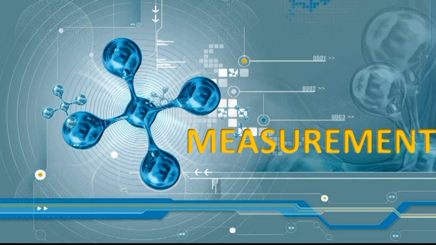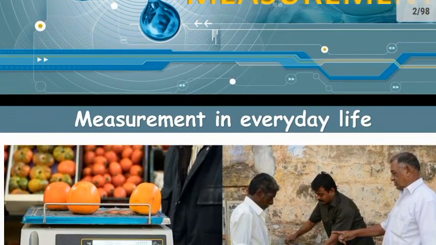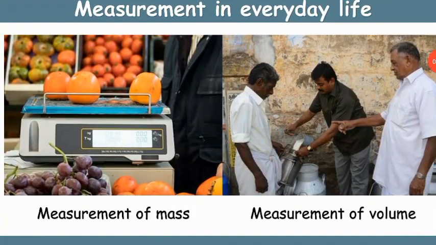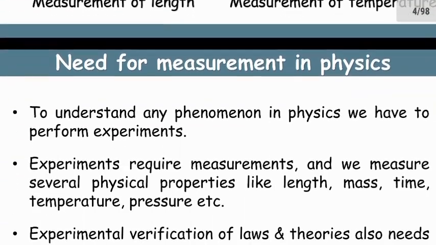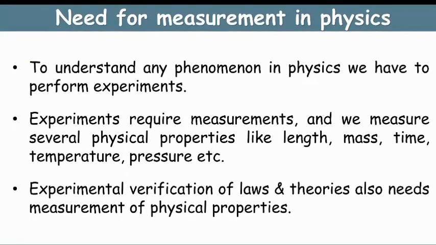It plays an important role in our daily life, like measurement of mass, measurement of volume, measurement of length, measurement of temperature, etc. For example, when you can measure what you are speaking about and can express it in numbers, you know something about it. But when you cannot express it in numbers, your knowledge is of a meager and unsatisfactory kind.